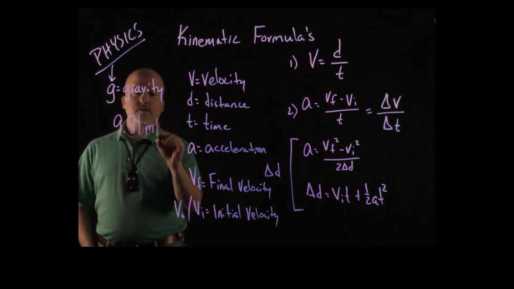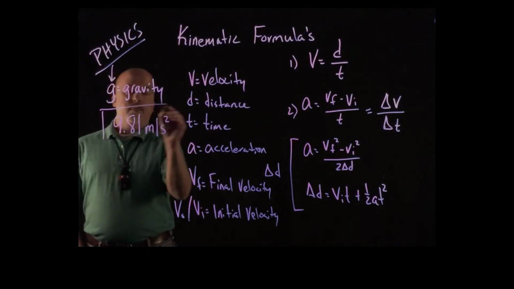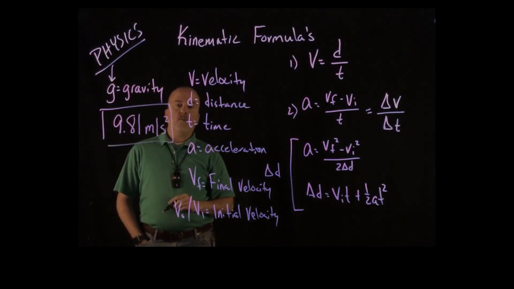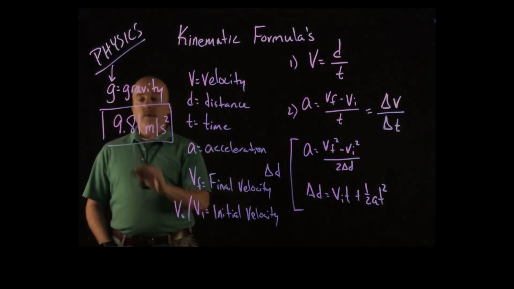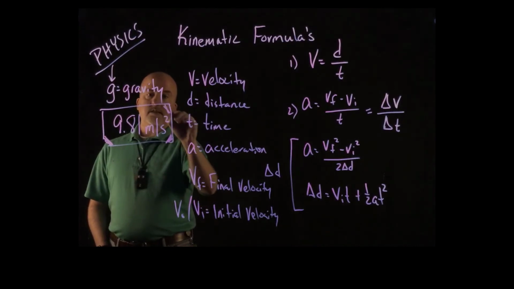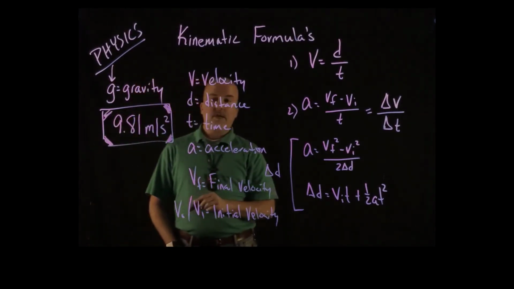9.81 meters per second squared. Okay? Remember, 9.81 meters per second squared. Regurgitate it. Put it in your notebooks. Highlight it. This is what we're going to use to represent gravity. Okay, gravity is measured in that way.